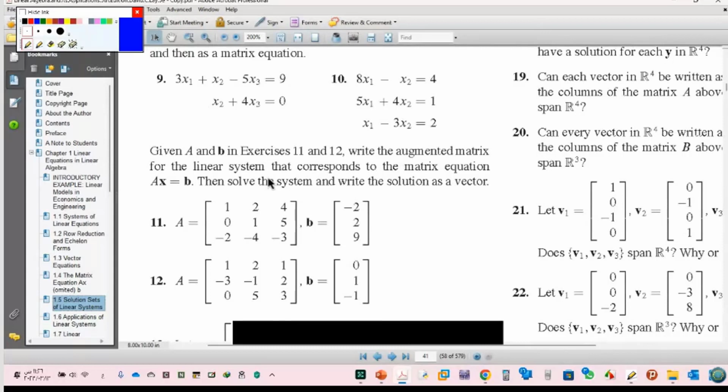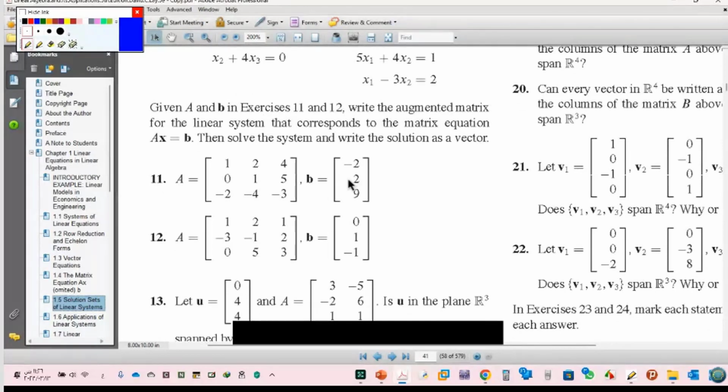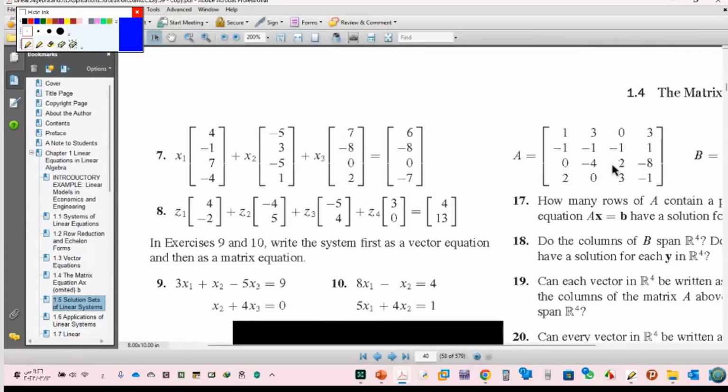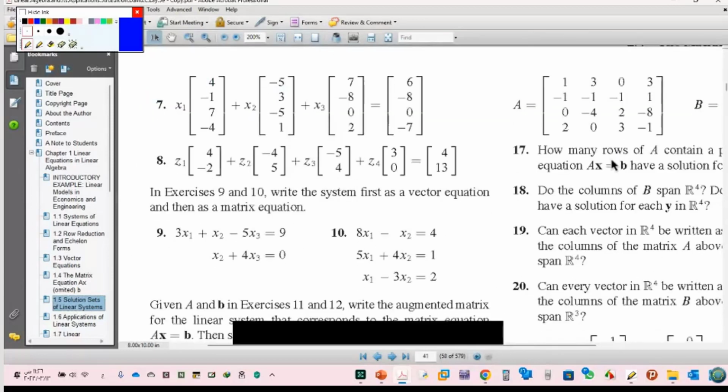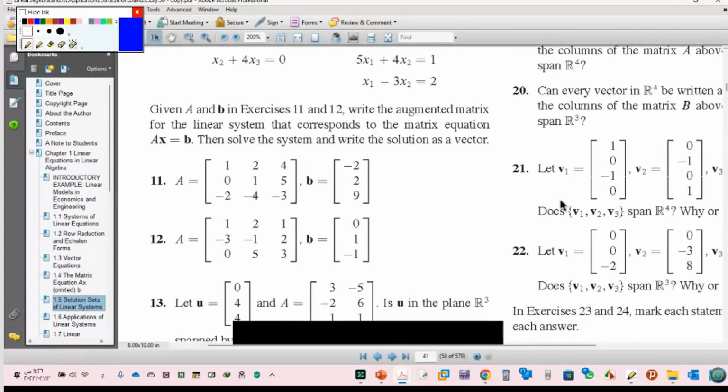Now, in exercise 11, write the augmented matrix, then solve the system and write the solution as a vector. Here we have many questions, not one question. After 12, let's cancel. I just need from you questions number 7, 8, 9, 11, 12. And now let's take this question and start to solve together.